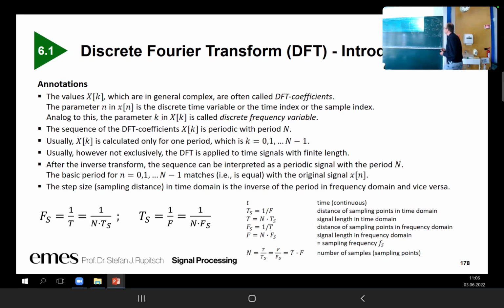This is the correct solution. We have here 100 points, and the difference between sampling points is 100 hertz. 100 times 100 is 10 kilohertz. Seems to be correct. Exactly. So, are there further parameters? No, I think we have calculated all the parameters. Are there questions?